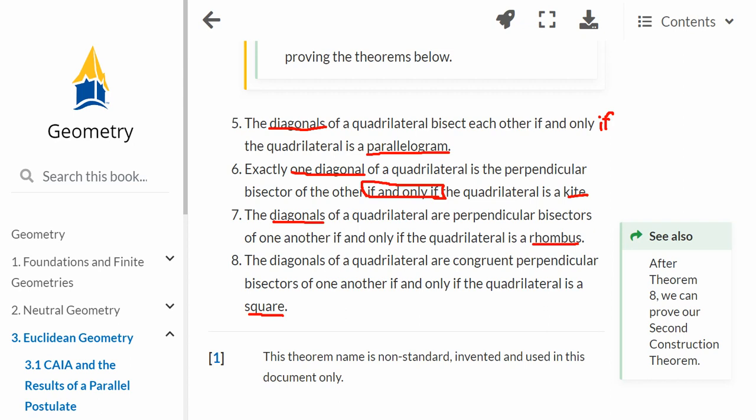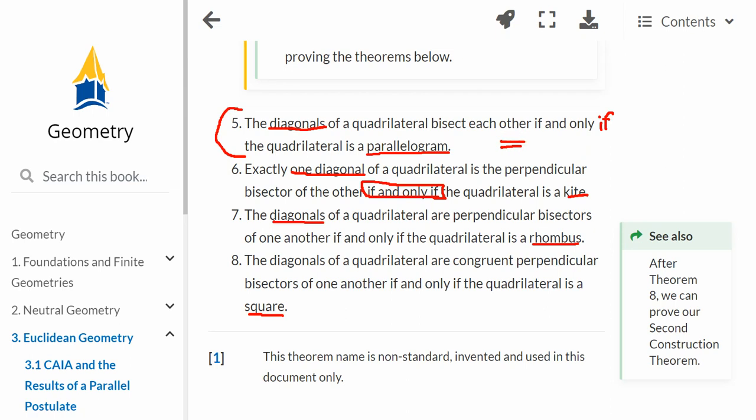Okay, so let's look at number 5 here. The diagonals of a quadrilateral bisect each other if and only if the quadrilateral is a parallelogram. Okay, so you'll see this symbol, the double arrow symbol, to also mean if and only if, and then we prove it in one direction or the other. So to prove an if and only if theorem, we actually require 2 full proofs. Okay, so what are we going to start with?